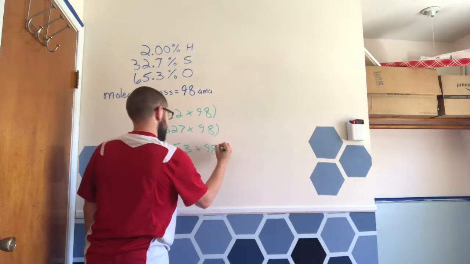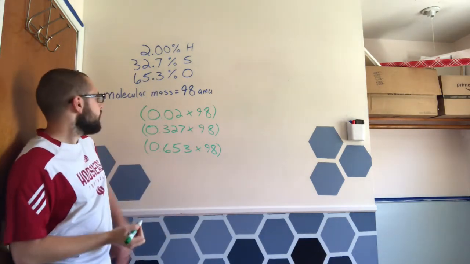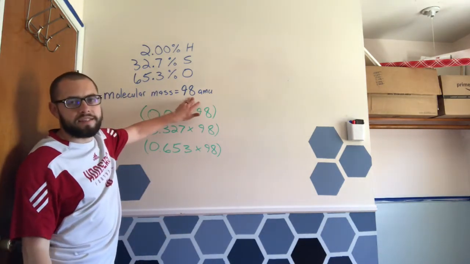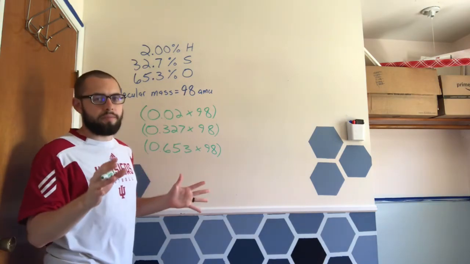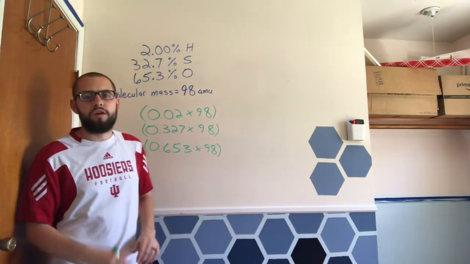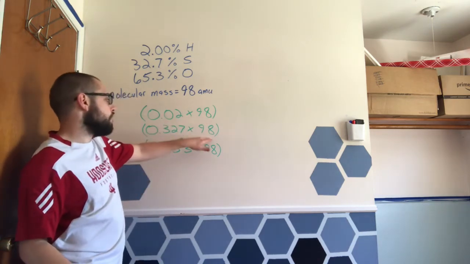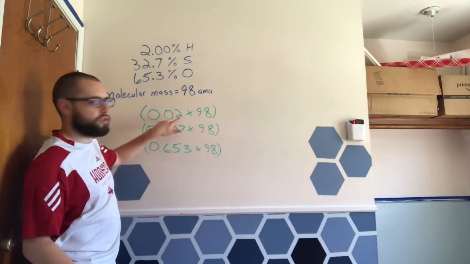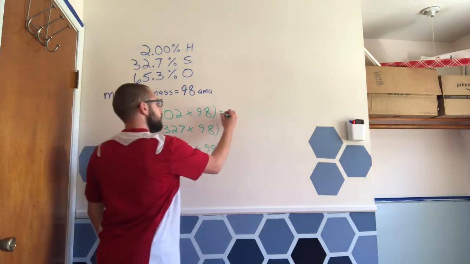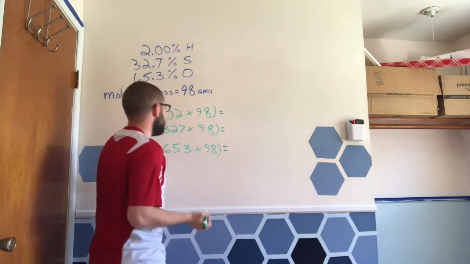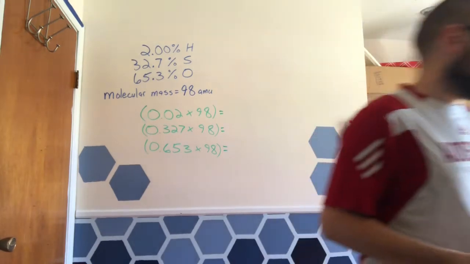Multiply that by 98 as well. The 98 is the mass of the entire compound. Now I'm trying to figure out what's the mass of each element, so I take the total mass and multiply it by the percentages. My answers that I'm going to get here, I wrote those down.